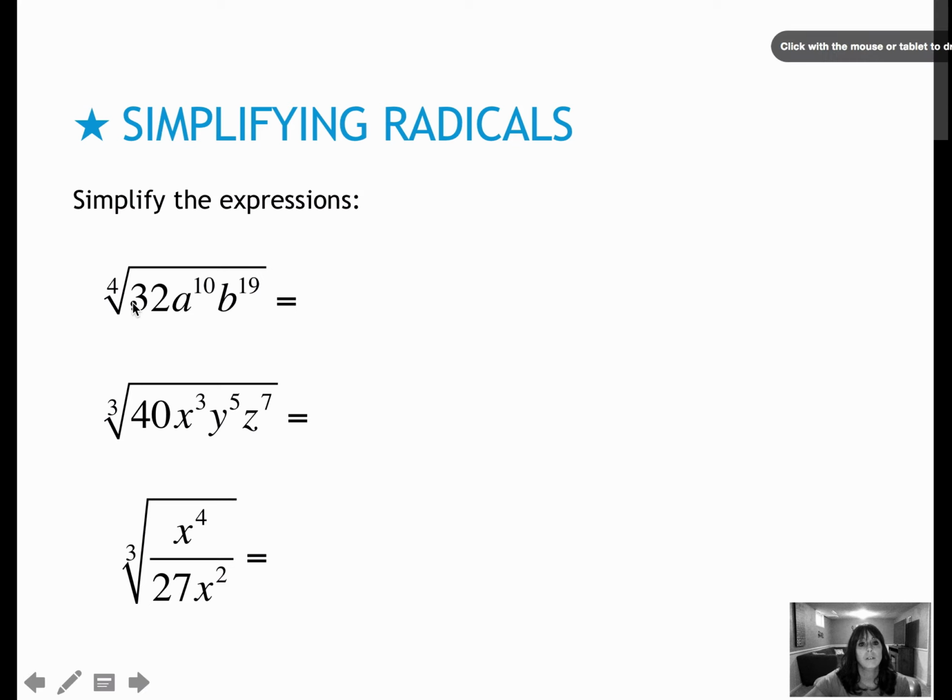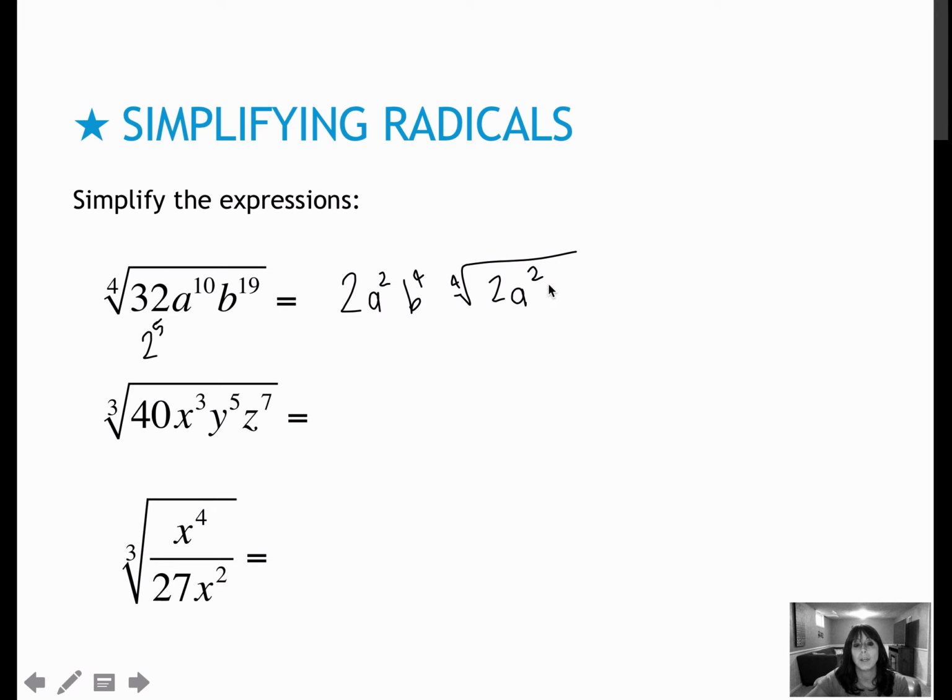For the first, I could rewrite 32 as 2 to the 5th. That would help me as I move forward. So 5 divided by 4 is 1. So 2 to the 1st comes out, but I still have a 2 on the inside because there was 1 left over. 10 divided by 4 would be 2, but again, 2 left over. And 19 divided by 4 would be 4, and that would be 3 left over. So that would be my simplification.